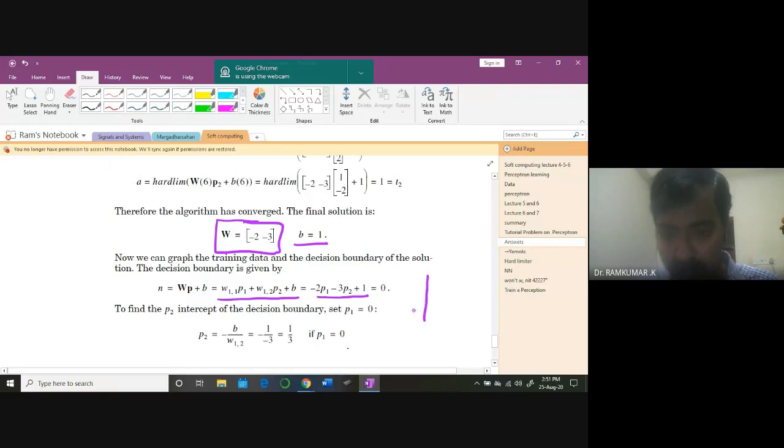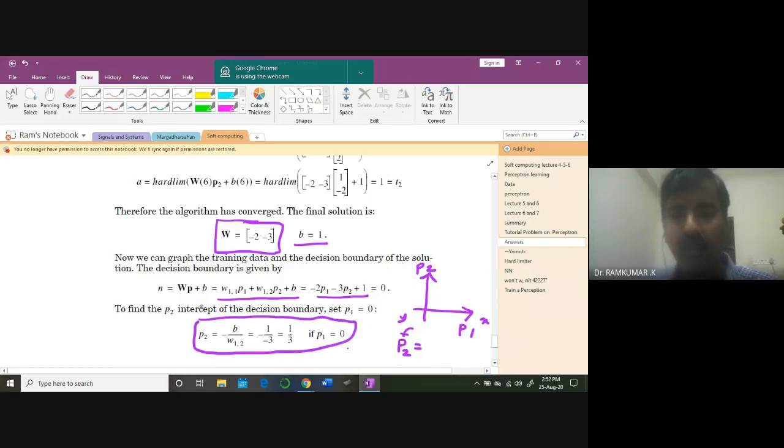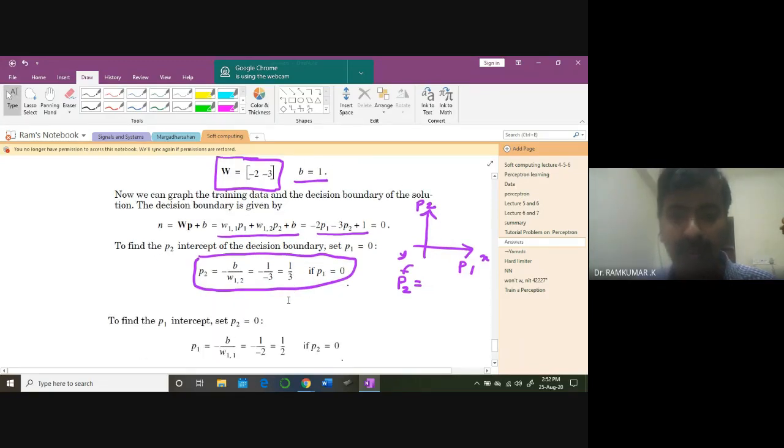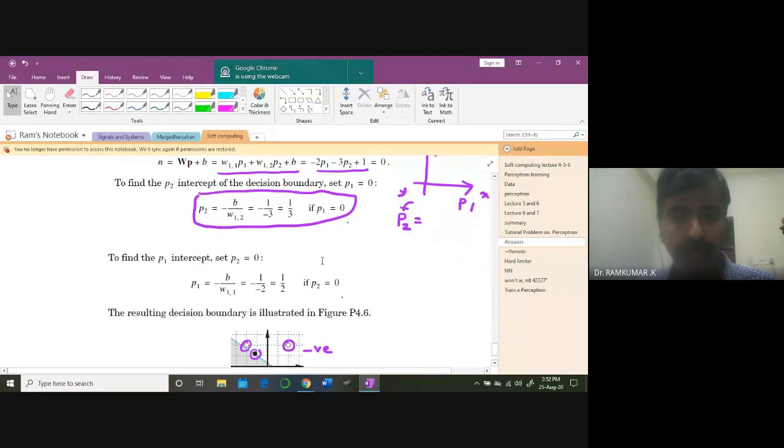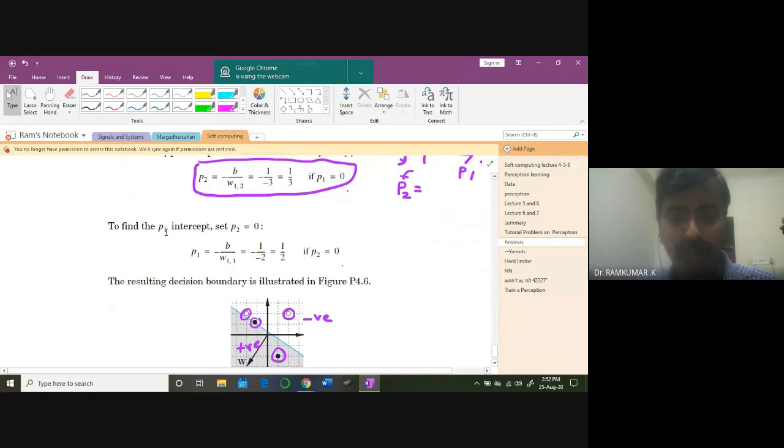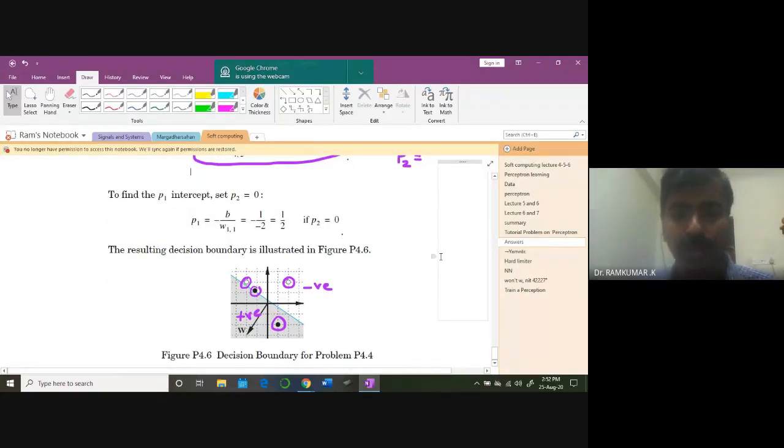From this, the coordinates are like this. Always take P1 on the x-axis and P2 on the y-axis. So naturally you have to keep P2 on one side of the equation, that is y, and this is x. Therefore, you get the bias value as well as the line equation. This is the bias value. To find the intercept, you have to put P2 equal to 0 here. When you put P2 equal to 0, you get this expression and you have 1/2 as a bias. So you can draw this line comfortably.